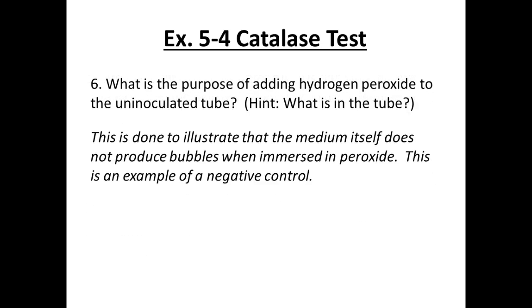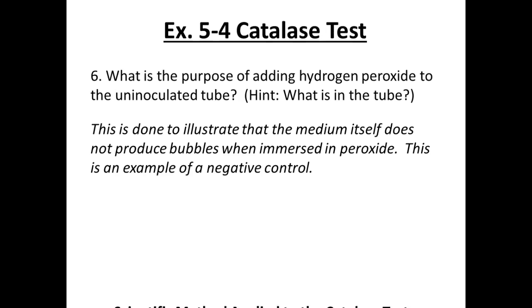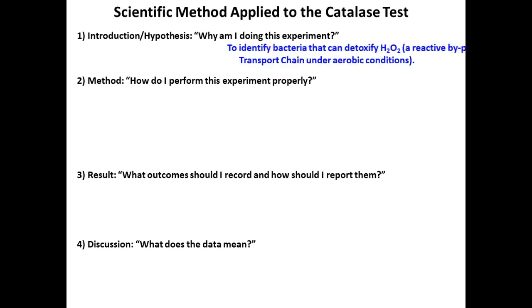So what's the purpose of adding it to the uninoculated tube? Why did I do that? It was a control to make sure that the media itself does not cause that reaction either, and it did not. So it's safe to go ahead and just put your hydrogen peroxide right on your slant, and if it bubbles, it's your organism, not the media, causing that reaction. So that was a negative control. So our good old scientific method.